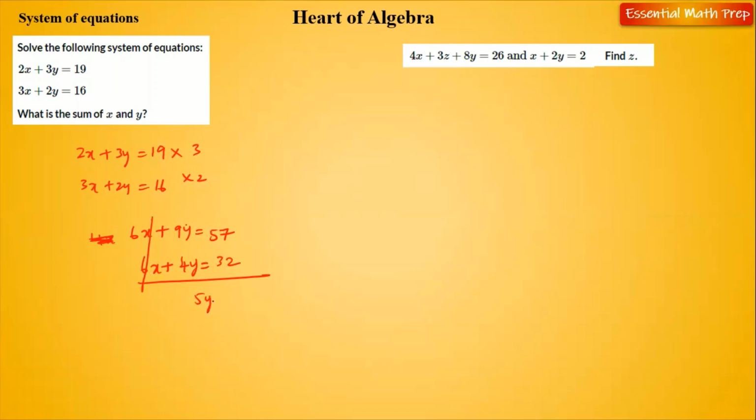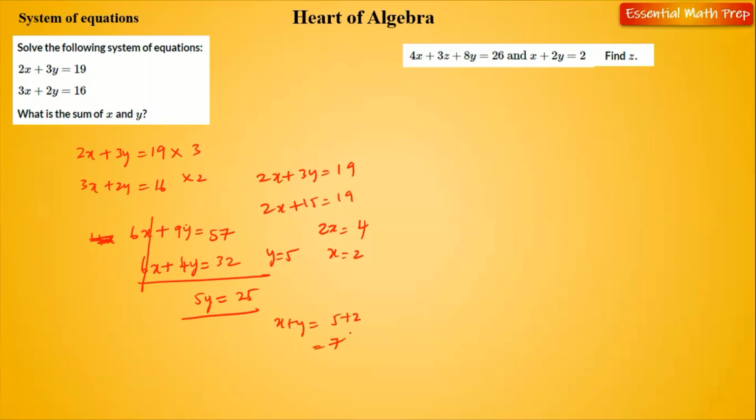So 5y equals 57 minus 32, which is 25. So y equals 5. So you can substitute y equals 5 in any one of the two expressions. So let's do 2x plus 3y equals 19. So 2x plus 3 times 5, which is 15, equals 19. 2x equals 4, x equals 2. So 4x plus y is 5 plus 2 equals 7.